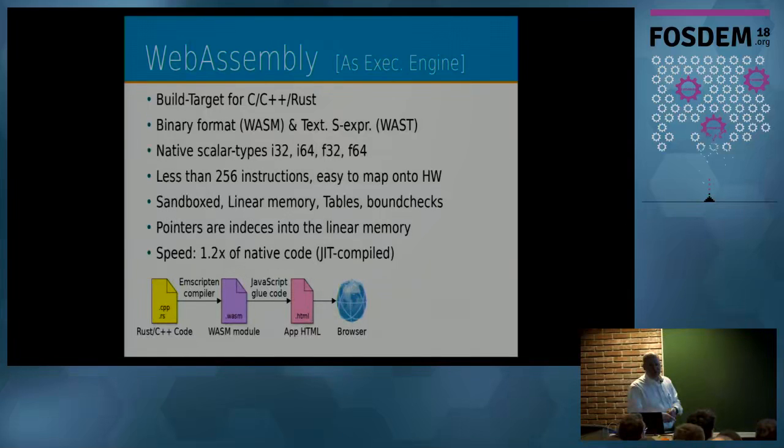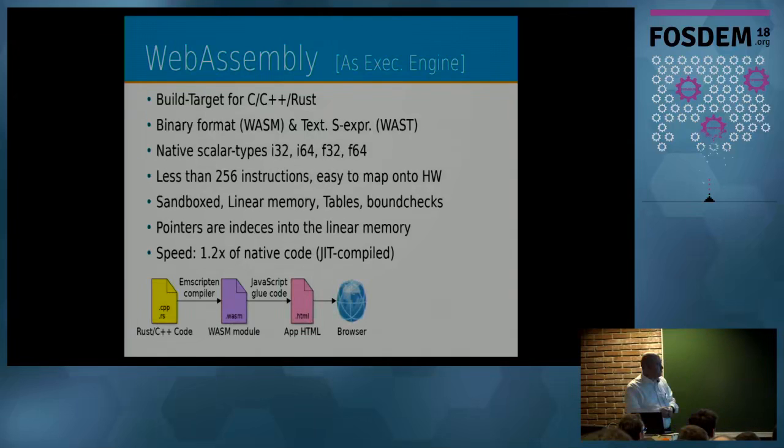WebAssembly supports only a few scalar types: integer 32, 64, floating 32, and floating 64. There is no native support of unsigned integers, so everything is mapped onto these types. The WebAssembly stack machine has fewer than 256 operations or instructions. So it's very compact, and these operations can be mapped easily onto up-to-date CPU architecture.